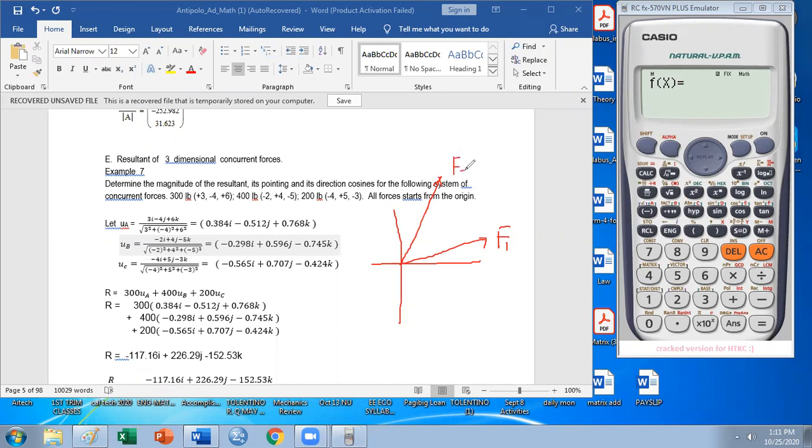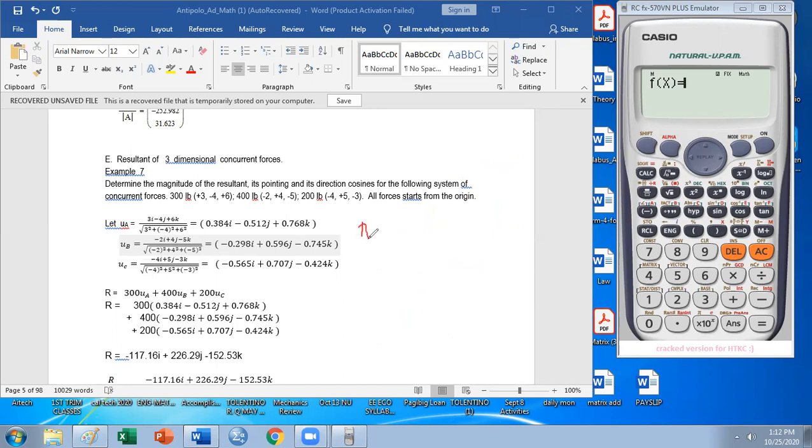If you remember, you use the parallelogram method to solve for the resultant. That is actually the resultant, ito yung pinag-combine yung dalawang force, yung epekto. Pero kapag given na in terms of vectors yung forces, pwede niyo namang makuha agad yung resultant. So let's have an example.